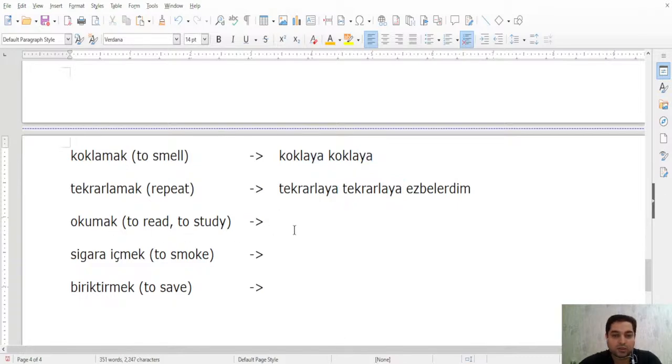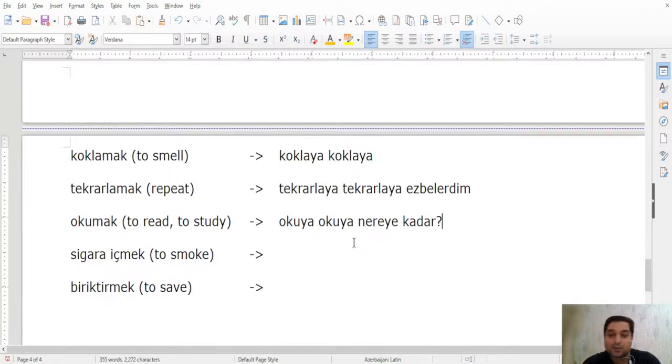Okumak means to read or to study, okay? Okuya, you see, oku is the root here, and it ends in a vowel. Therefore, you will say okuya, okuya. For example, you can say okuya okuya, nereye kadar, okay? Nereye kadar? It's a rhetorical question. How far do you want to go by studying? I mean, how much do you really want to study? Come on, right?